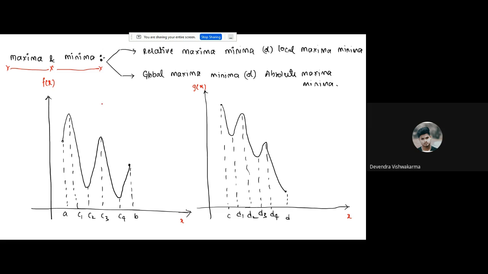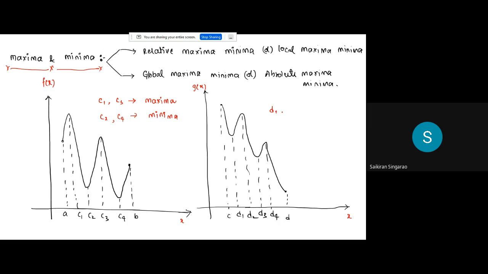C1, C3. C1 comma C3 you have maximas, isn't it? Yes, points. C2, C4 you have minima, right?